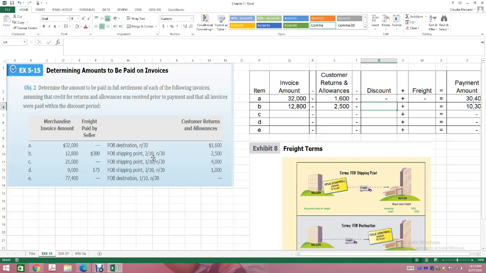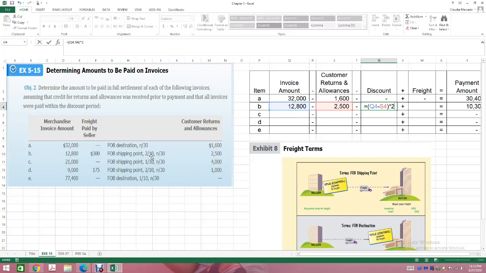Okay, and why do they want to do that? They want to collect their money as soon as possible. So they say, you know what, if you pay me within 10 days, I'll give you a 2% discount. To get the discount, it gets a little bit tricky. For the discount, you have to get the invoice amount minus your customer returns and allowances, and then you multiply the discount percentage, which is 2%.